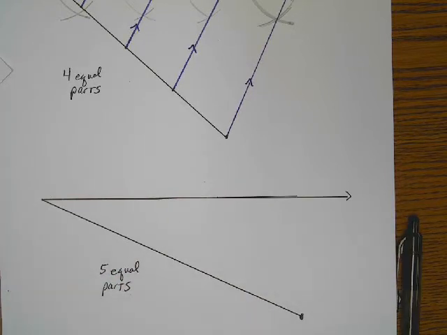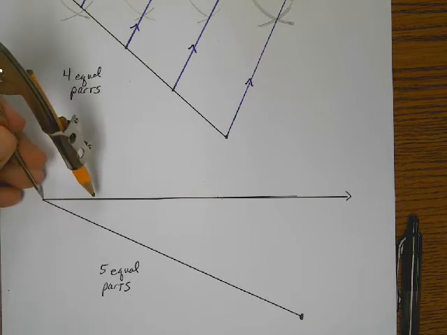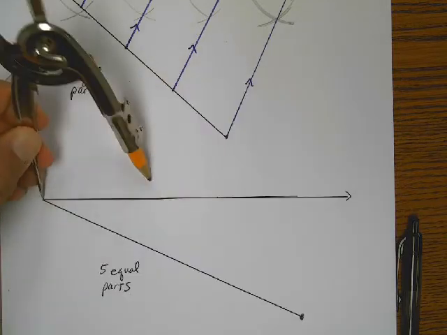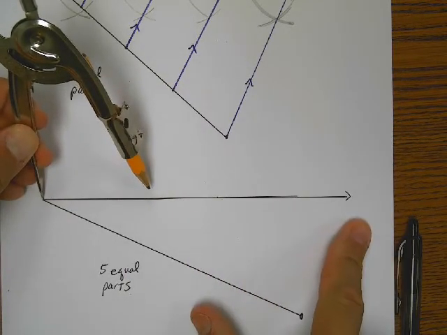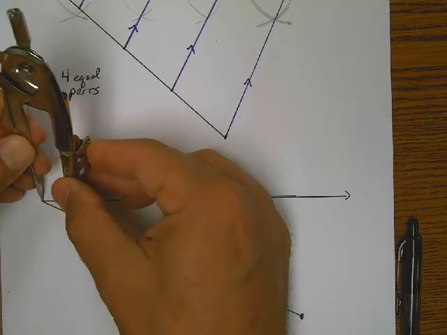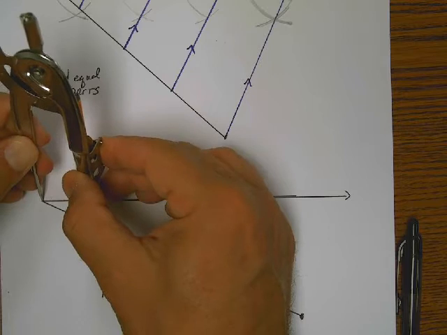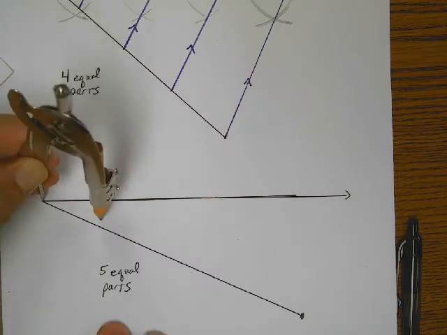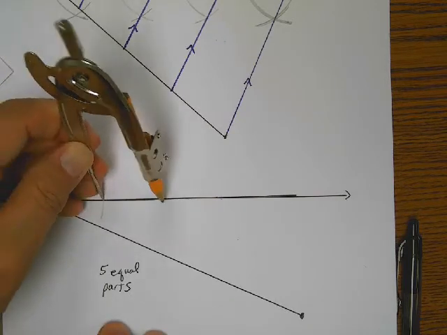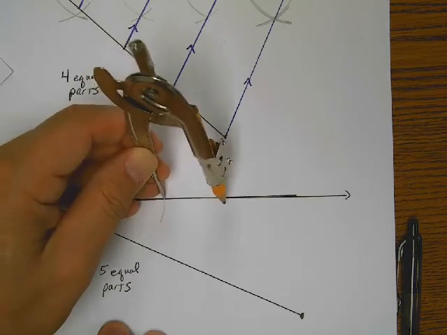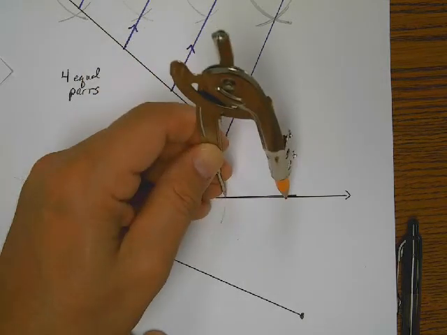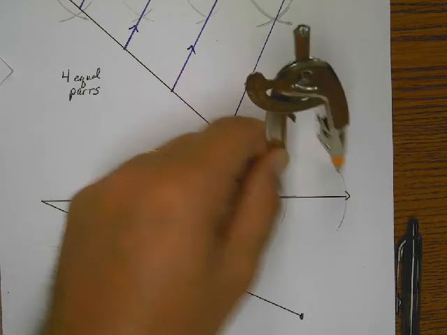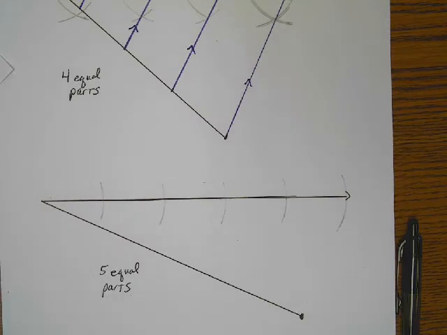All right, here we go again. I use a random length. Now remember, I got to think ahead a little bit. I don't want it so large that I can't get 5 segments onto the ray. You know what I mean? But I also don't want it so small that it makes it hard to copy the angle. So it's all about estimation. I want 5 of them. That looks about right. 1, 2, 3, 4, boy, that was a pretty good estimation, Coach Bennett. Thank you. 5 of them.